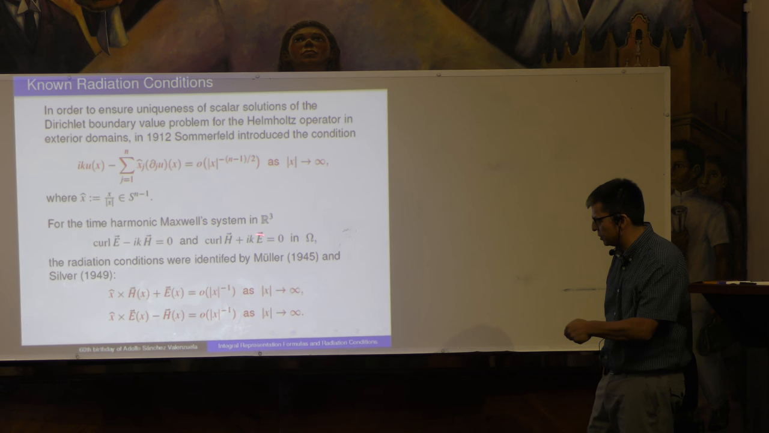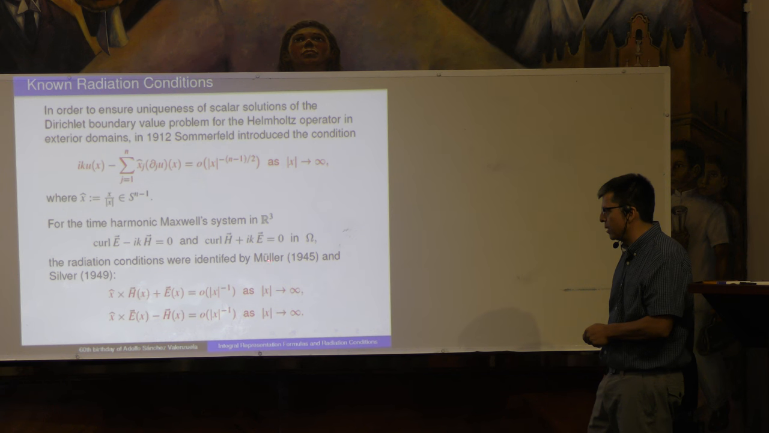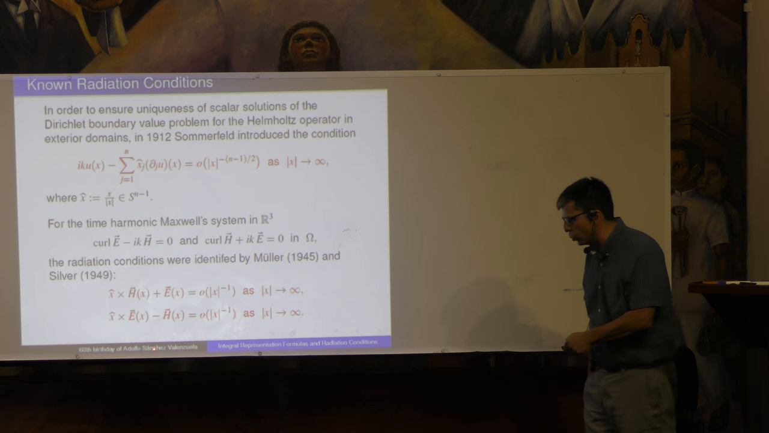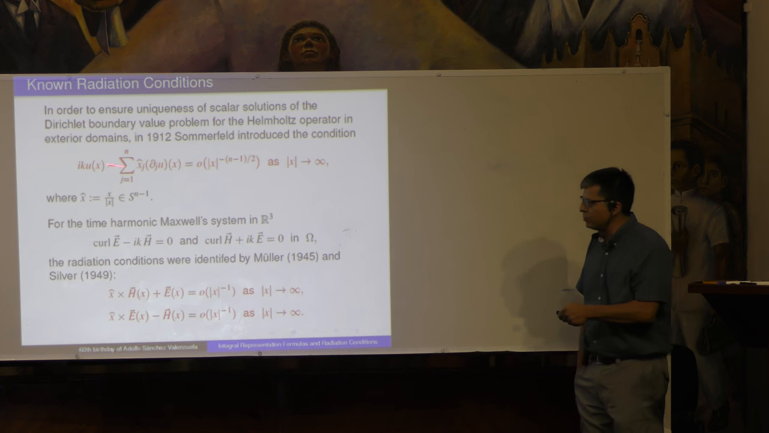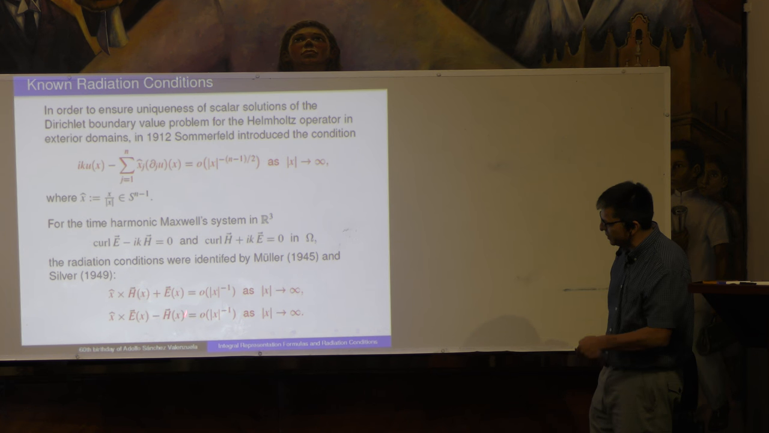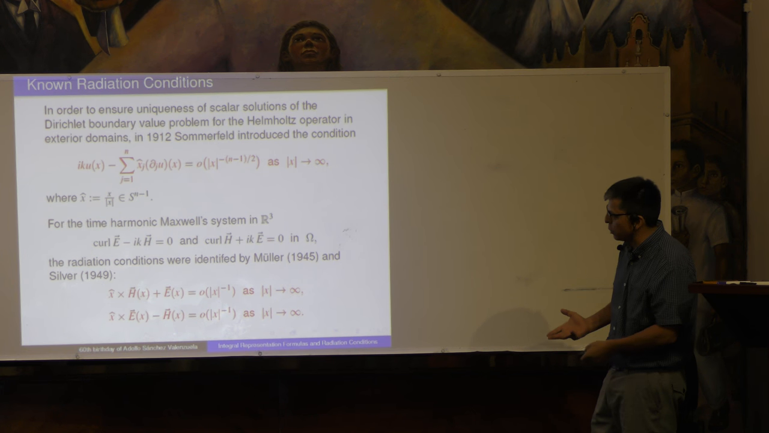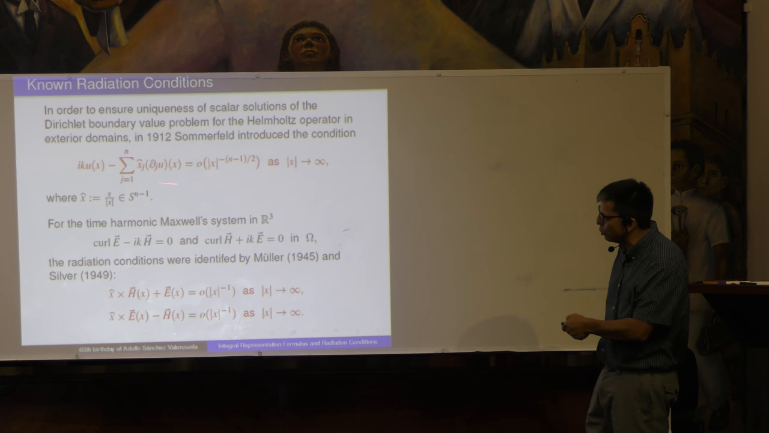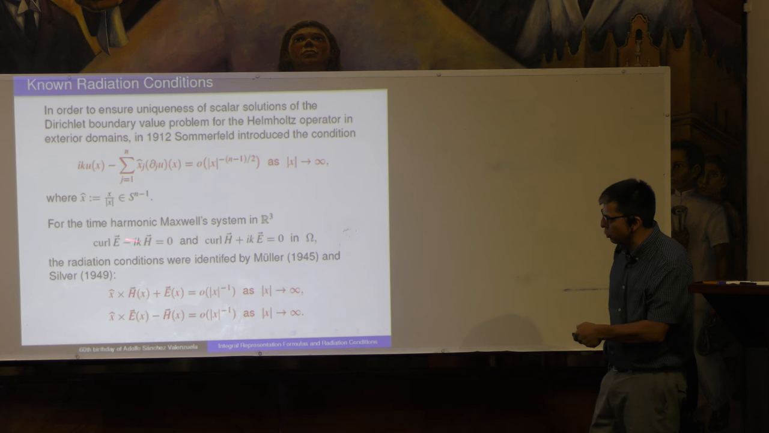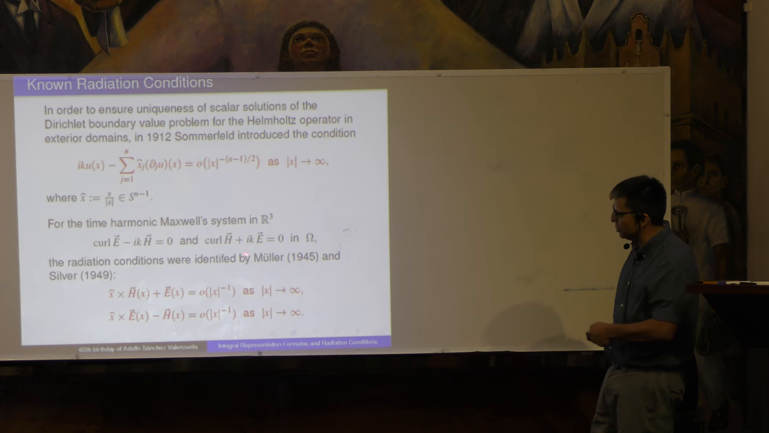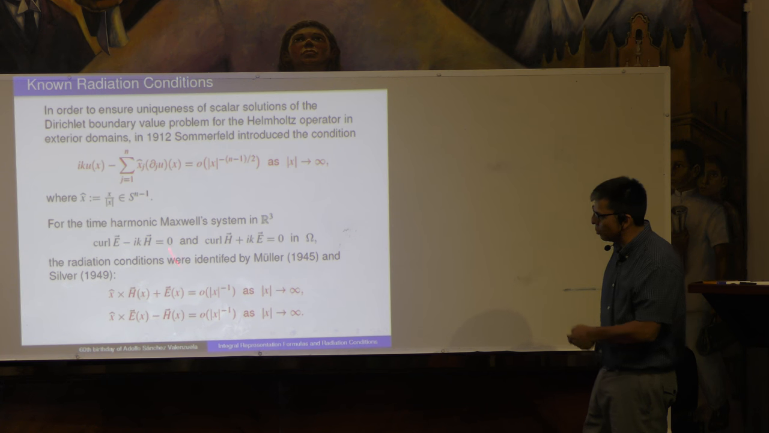in R3, is this. The radiation condition for this kind of functions were given by Müller and Silver. And these are these two. And we start seeing that from this and this, they look very different. So part of our job was to understand why they look so different. I mean, as I said, a solution of Maxwell is also a solution of Helmholtz. But the conditions are completely different.